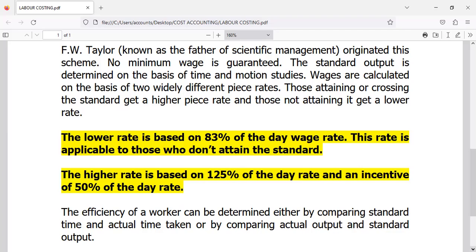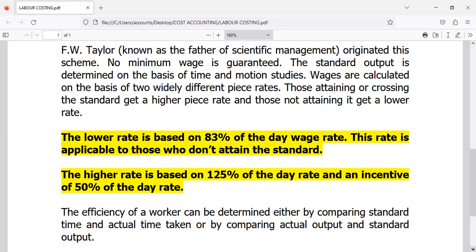The lower rate is based on 83% of the day wage rate. This rate is applicable to those who don't attain the standard. In other words, the inefficient workers are paid using the lower rate. Then the higher rate is based on 125% of the day rate and an incentive of 50% of the day rate.